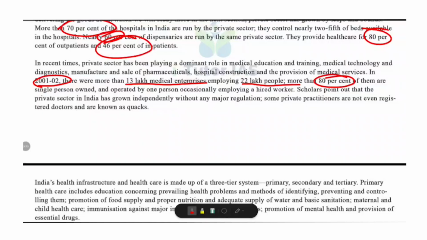Now, what about the problems in the private sector? They have grown without much regulation or government control. So some private doctors are not registered or qualified and are called quacks.